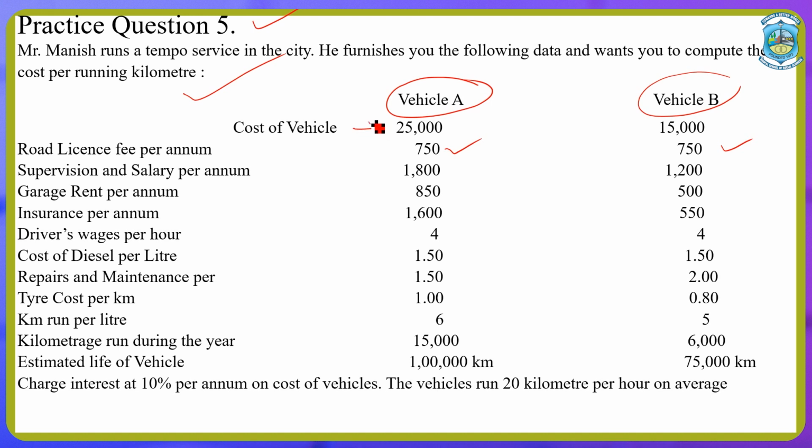Cost of vehicle for A is 25,000, for B 15,000. Supervisor salary per annum 18,000 for A, 12,000 for B. Garage rent for A 850, for B 500. Insurance premium for vehicle A is 1600, for vehicle B 550. Driver wages per hour is 4 for both vehicles. Cost of diesel per liter is 1.5 for vehicle A, 1.5 for vehicle B.